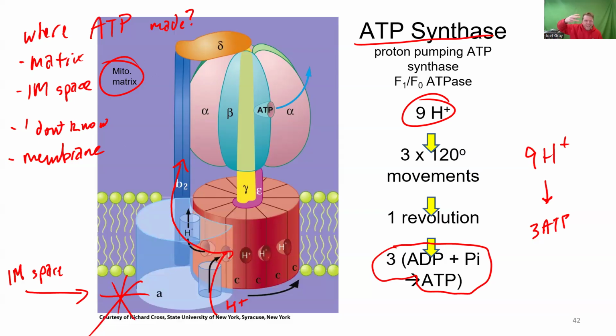Is it in the membrane? No, that's not an option, because the membrane is where the protein is embedded. Melanie, you are absolutely right. The matrix. The ATP is actually generated in the matrix.